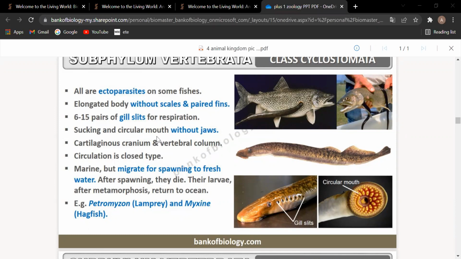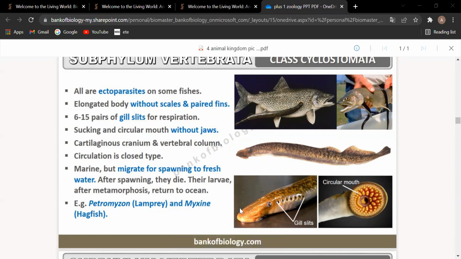Example, Petromyzon, which is also called lamprey, and Myxine, which is also called hagfish. So two names you have to remember for Cyclostomata. Look at their circular mouth. Look at how their mouth is. It is circular. They don't have jaws. They have a circular mouth and they are of the sucking type. Got it? The names are Petromyzon and Myxine, lamprey and hagfish.